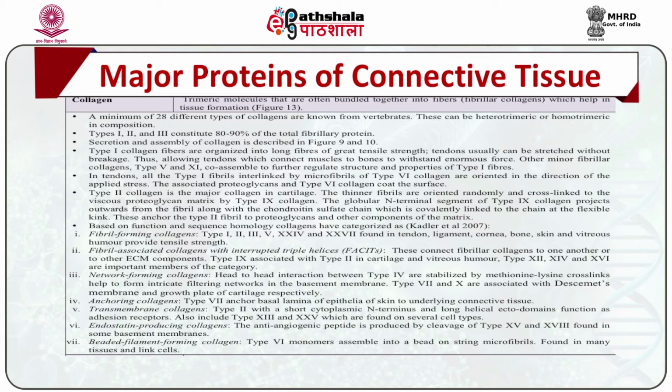Then next is the transmembrane collagens, which are the type 2 collagens with a short cytoplasmic end terminus and long helical ectodomains and function as adhesion receptors. These also include type 13, 25, which are found on several cell types. Then endostatin producing collagens. The angiogenic peptide is produced by the cleavage of type 15 and 27 found in some basement membranes. Beaded filament forming collagens include type 6 monomers, which self-assemble into bead on a string microfibrils, and these are found in many tissues and link cells.